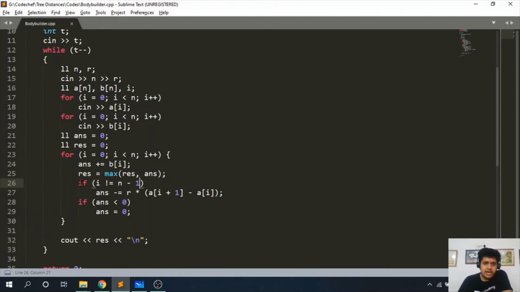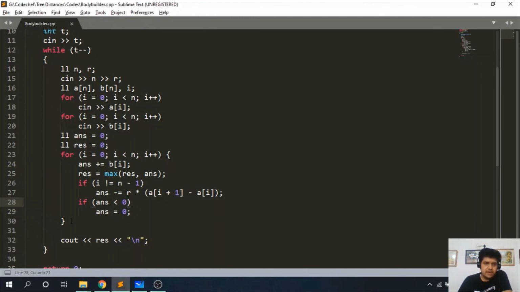Now if i is not equal to n minus 1, that is, after the last exercise, Chef won't lose any units of tension because there is no exercise after that, right? So if it is not the last exercise, then we will subtract r into (a[i+1] minus a[i]), that is the time between two consecutive exercises. This will be subtracted from the answer. Now if answer is less than 0, then answer should be 0, as they have clearly stated in the problem statement that the tension should be non-negative.